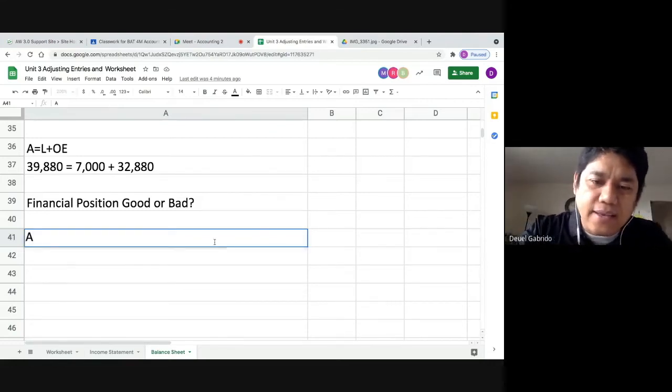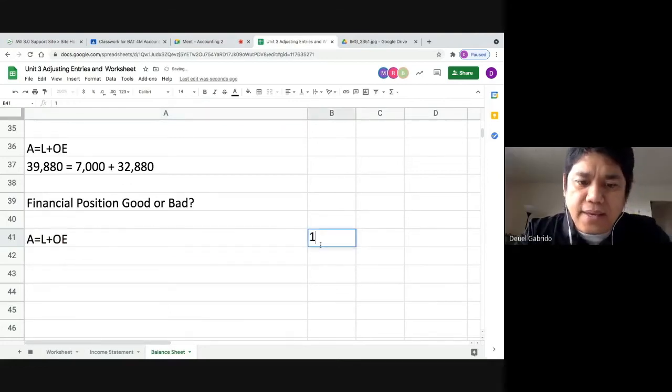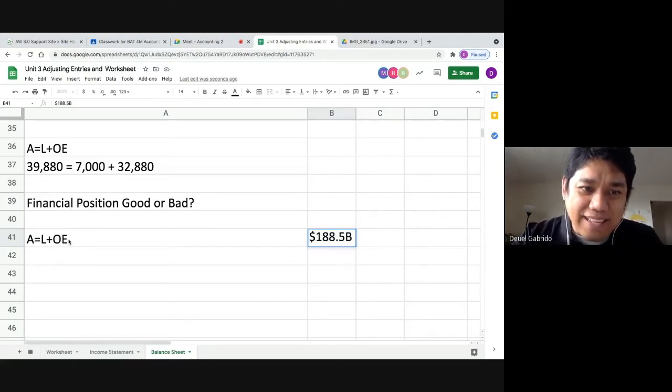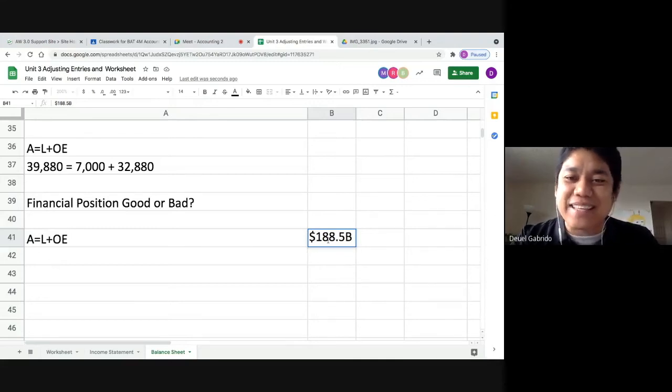Okay. A equals L plus OE. How much is the OE? You said it's 188.5 billion. That's crazy. Guys, this is already the OE. Look at that. Meaning you took away the liability already. And what is left to this man is still $188.5 billion.